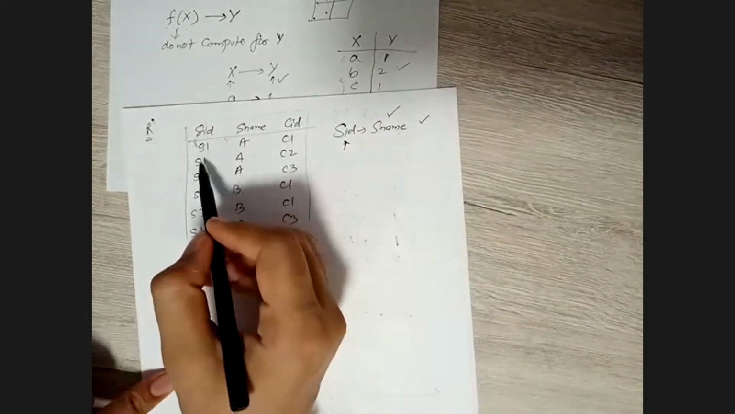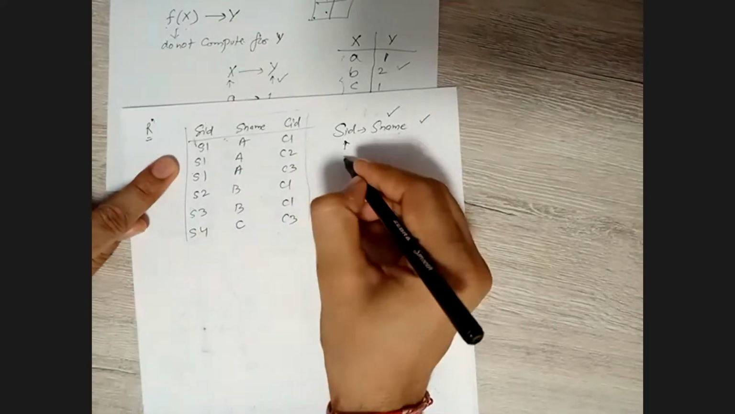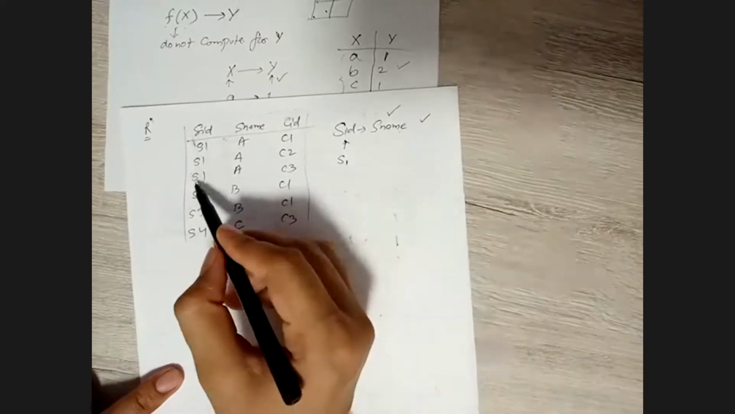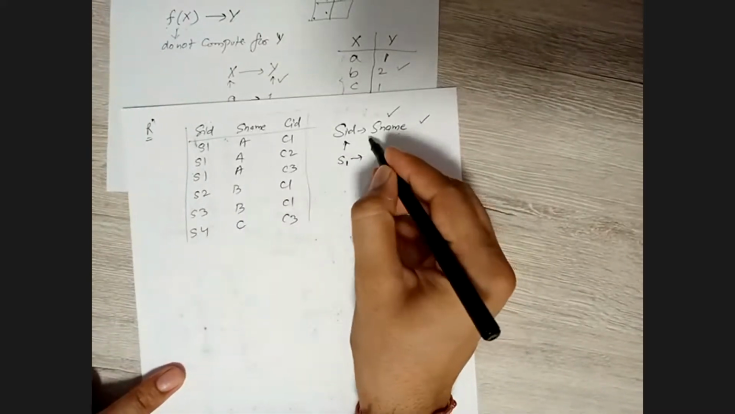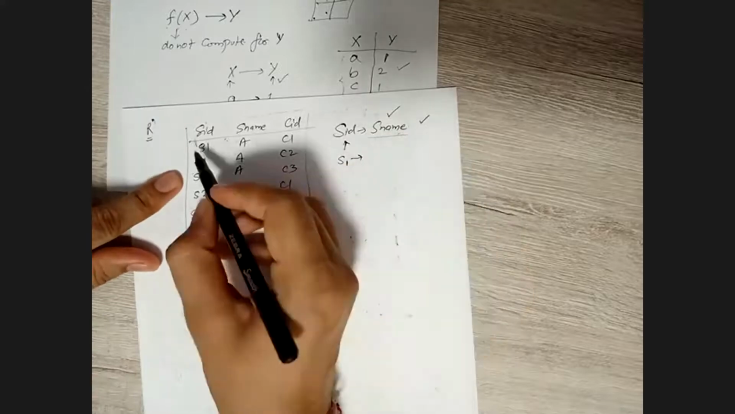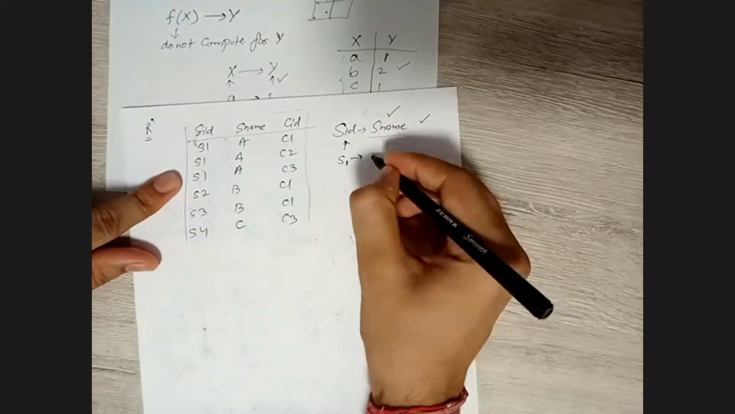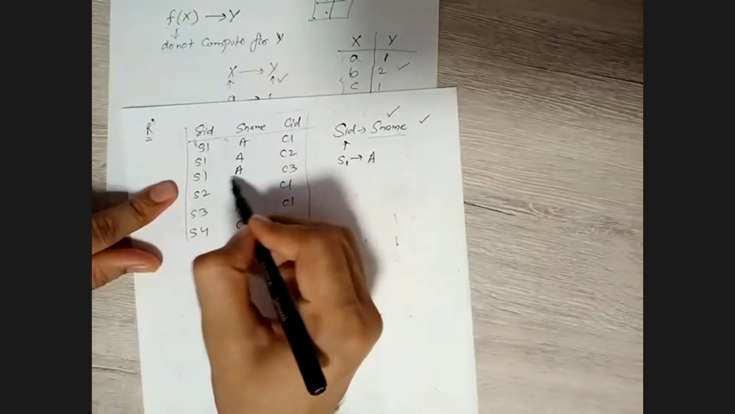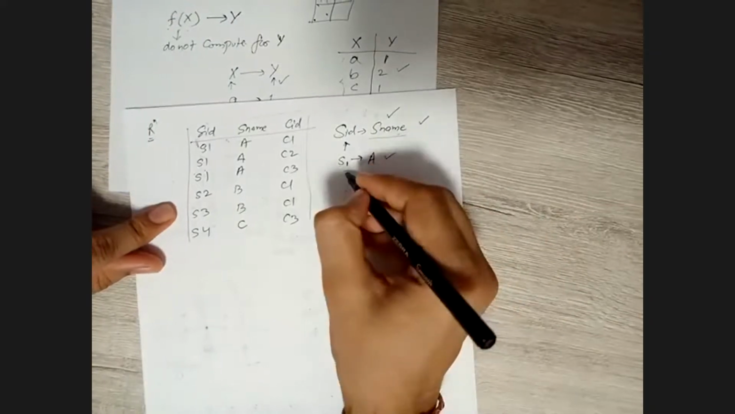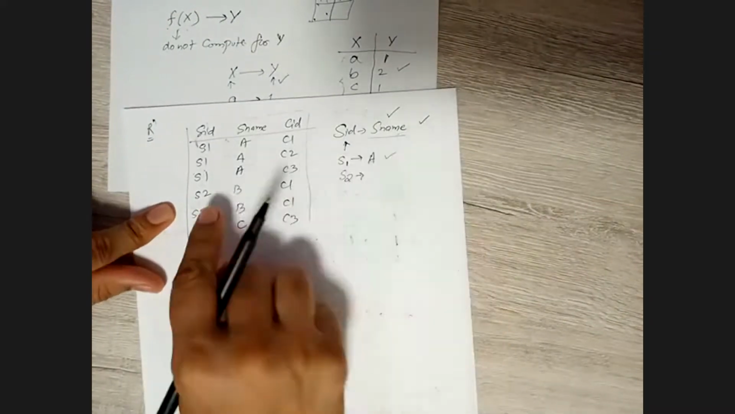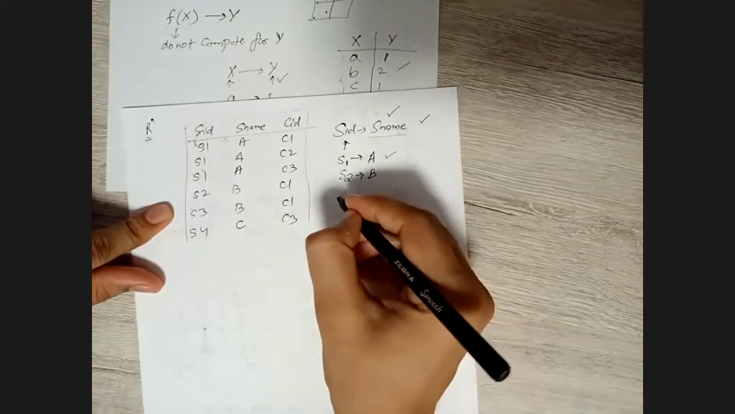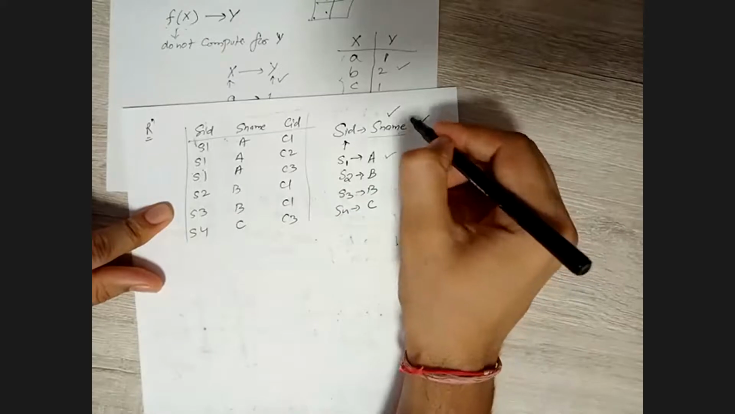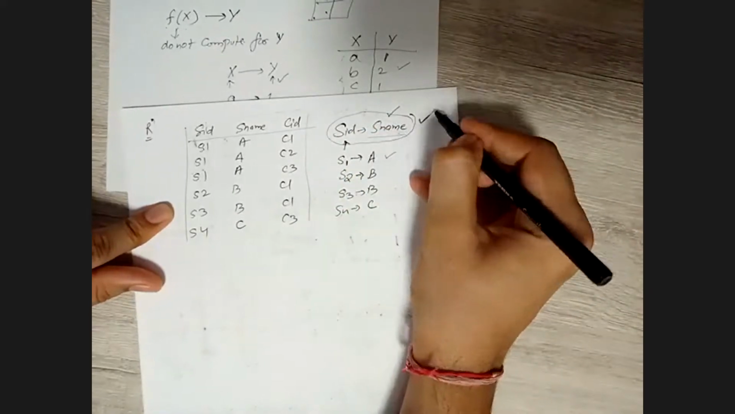So in this database, if I give you the value of S1, can you give me the corresponding SNAME value? For S1 we have the value A. So for S1 it is A, A, A, there is nothing wrong. If I give you S2, can you give me the SNAME? Yes, that is B. For S3 it is again B, and for S4 it is C. So there is nothing wrong with this functional dependency.